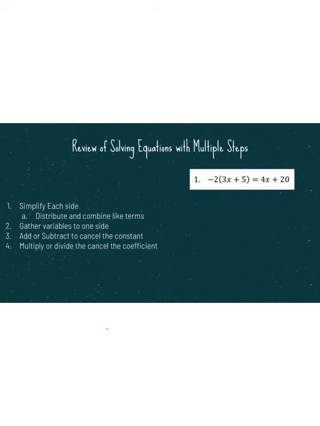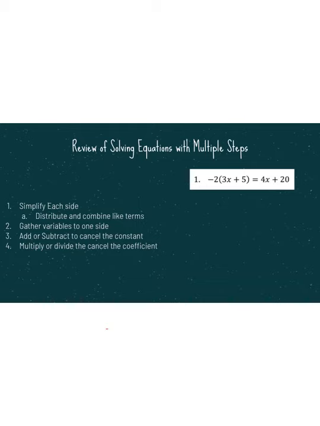In LT2 notes, you learned how to solve equations with multiple steps. So your first step is to distribute and combine like terms. Then you're going to gather the variables to one side, add or subtract to cancel the constant, and then multiply or divide to cancel the coefficient.